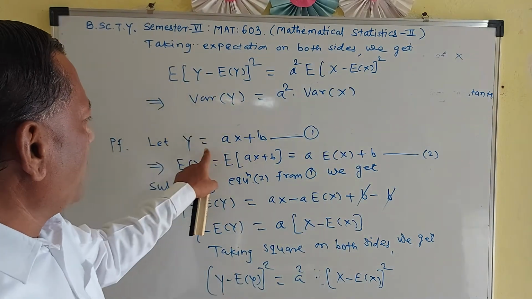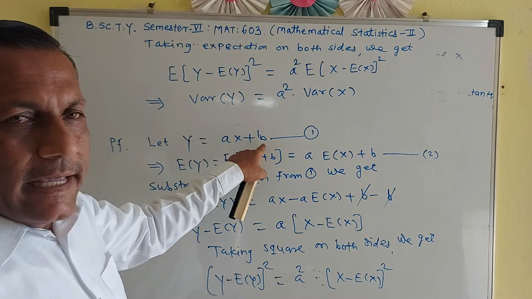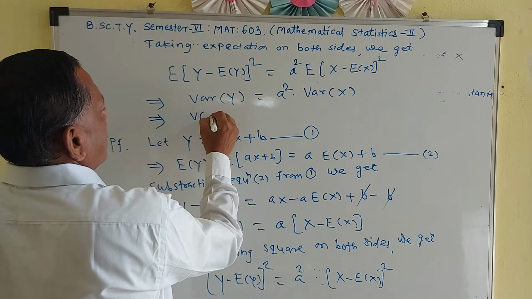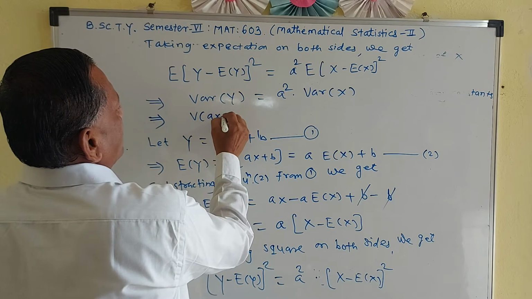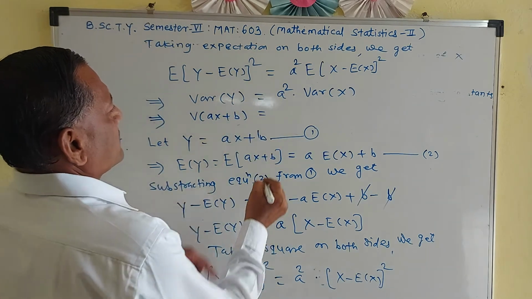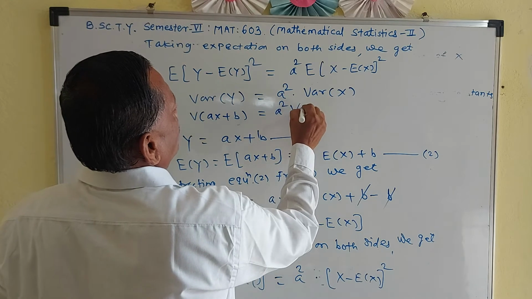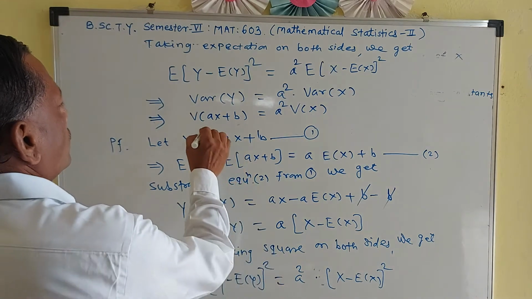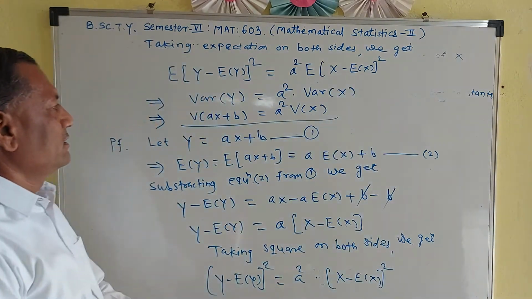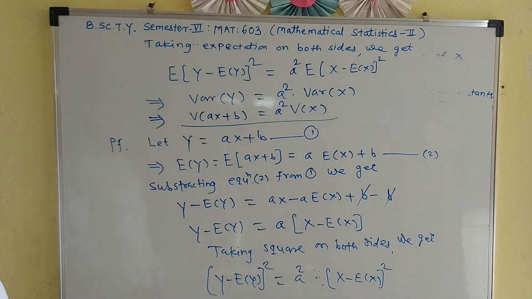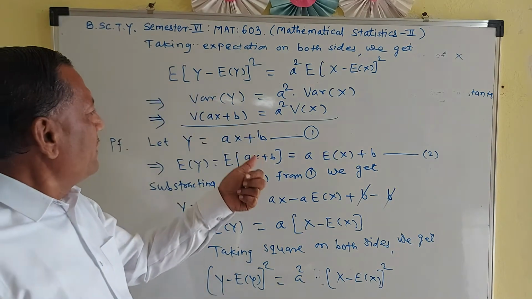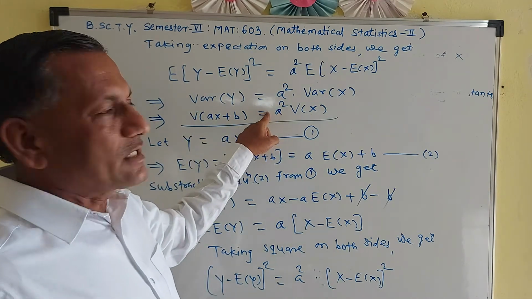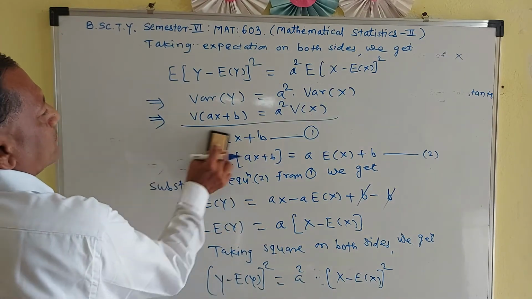But what is y? From equation 1, y is equal to ax plus b. So this can be written as variance of ax plus b is equal to a square into variance of x, or Var of x. So you remember this result in case of variance. If x is a random variable and a and b are any constants, then variance of ax plus b is equal to a square into variance of x.